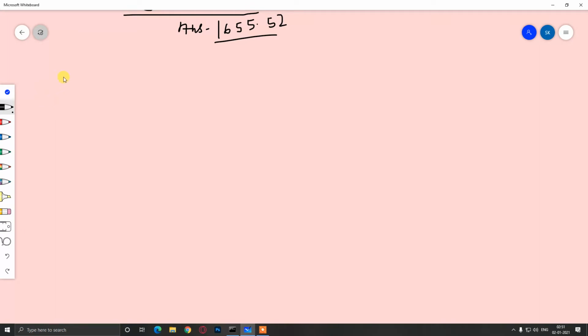Now after this, divide. So 8th question, let us see the 8th question. So rupees 23.25 by 11 we have to divide.